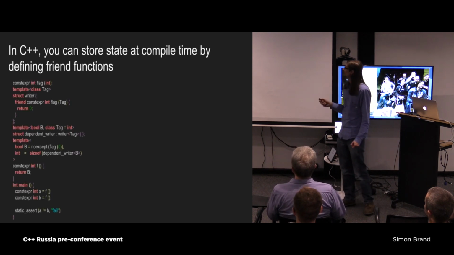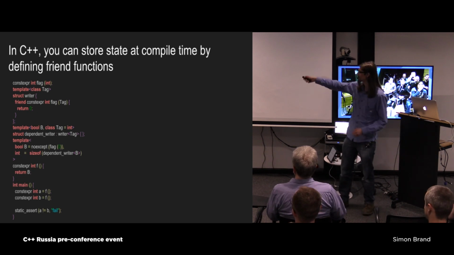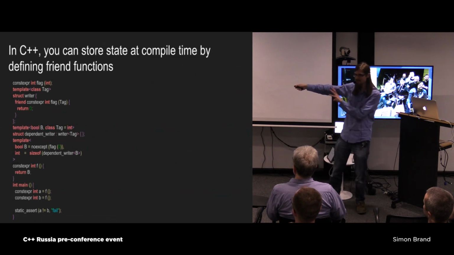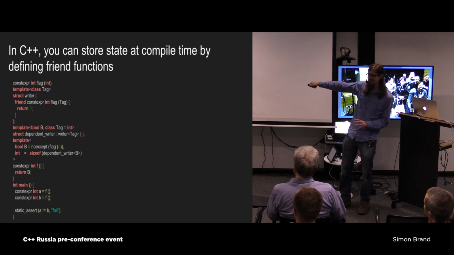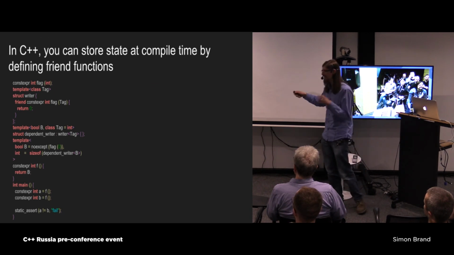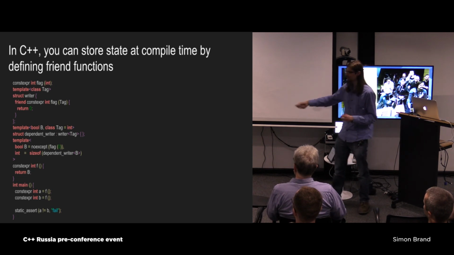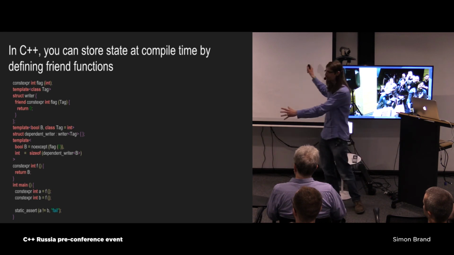In C++, you can store state at compile time by defining friend functions. We have some function which we declare. We then have a template function which defines this member function only when it's instantiated. We place this instantiation into a context which we control, and then we can have a context per invocation of this function which returns different things. Don't expect to understand this. C++.